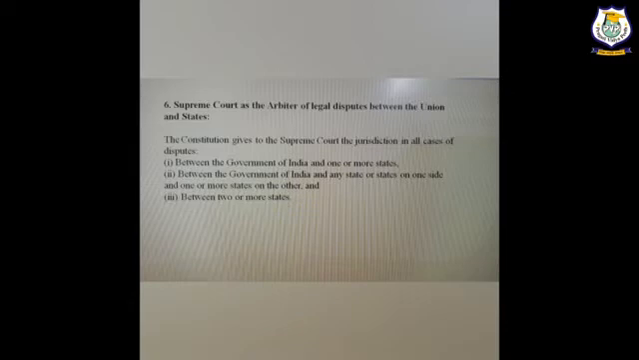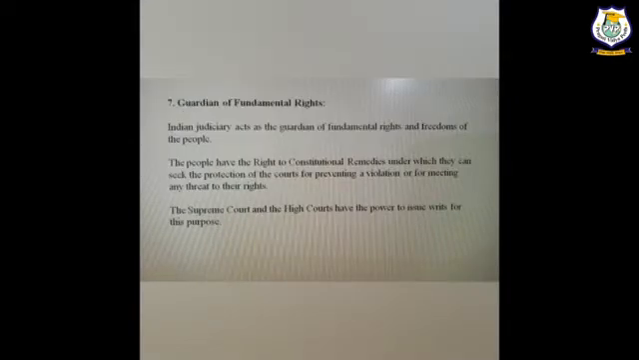Supreme Court as the arbitrator of legal disputes between the Union and states. The Constitution gives the Supreme Court jurisdiction in all cases of disputes between the Government of India and one or more states, between the Government of India and any state or states on one side and one or more states on the other, and between two or more states. That topic we have already discussed in the previous video as well as in 11th class.